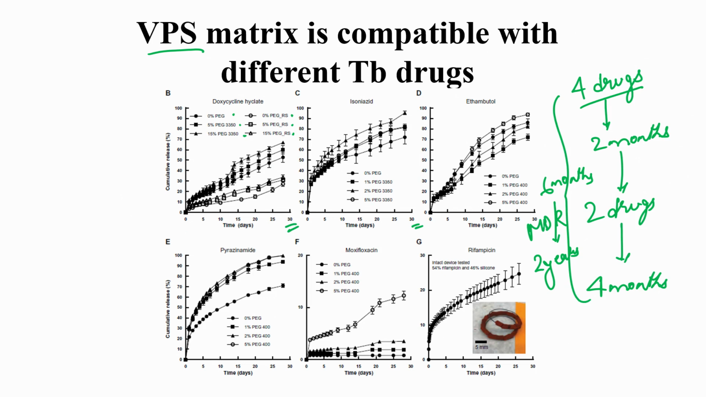All kinds of drugs are compatible with that. Here you can see the y axis is the cumulative release percentage. Once it reaches 100%, that means all the drug is released, and you can see in all the cases the 100% drug is not released even after 30 days. So, the system is fairly compatible with that.